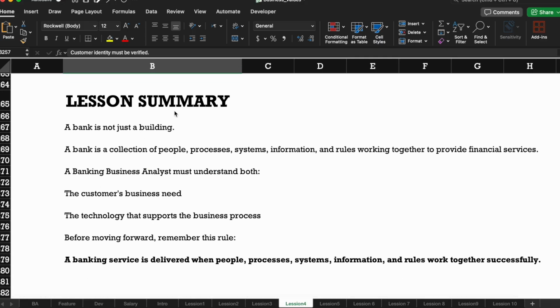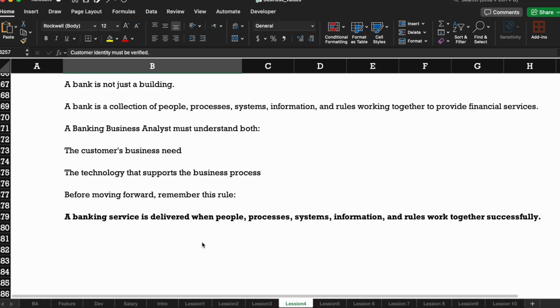Okay, so lesson summary: a bank is not just a building. A bank is a collection of people, process, systems, information, and rules working together to provide financial services. A banking business analyst must understand both the customer's business need and the technology that supports the business process. Before moving forward, remember this rule: banking service is delivered when people, process, system, information, and rules work together successfully.